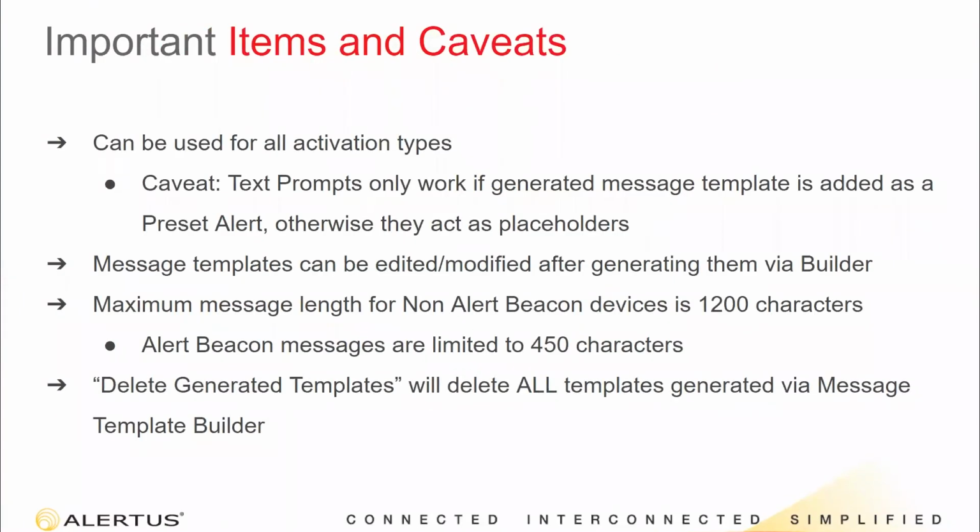Okay. So we have some final notes and caveats when using Message Template Builder. Do remember that you can use the messages generated in the builder for all activation types. However, the text prompts, which were the values that were highlighted in green, will only pop up for the user if the message is used during a preset activation. That said, they will act as placeholders for other activation types, and the user can manually update them within the message text box, so they still can be updated at the time of activation.